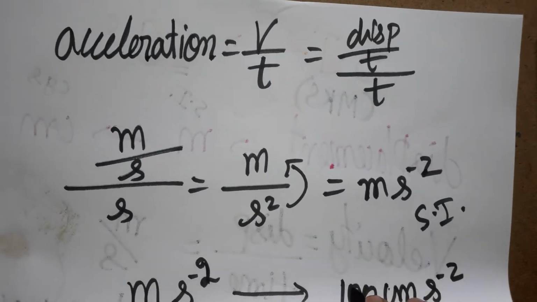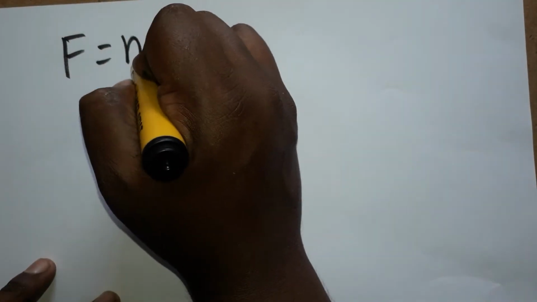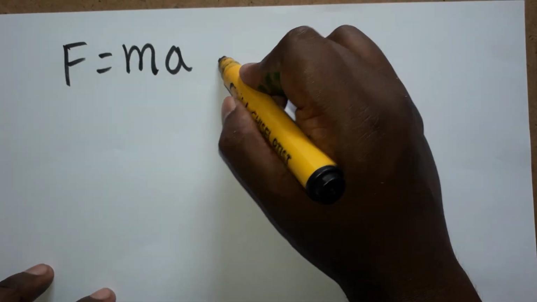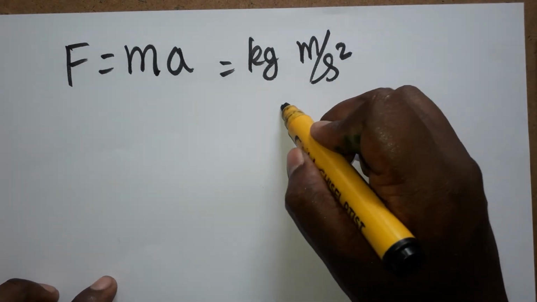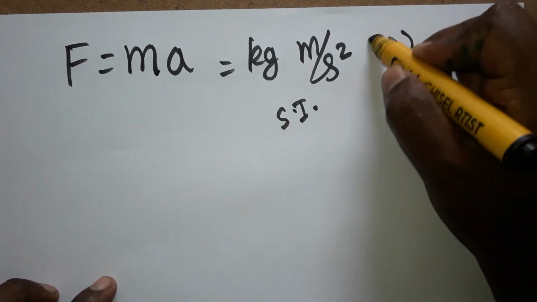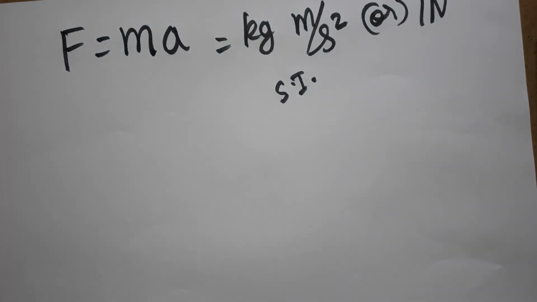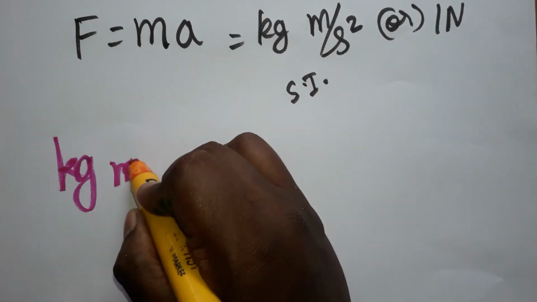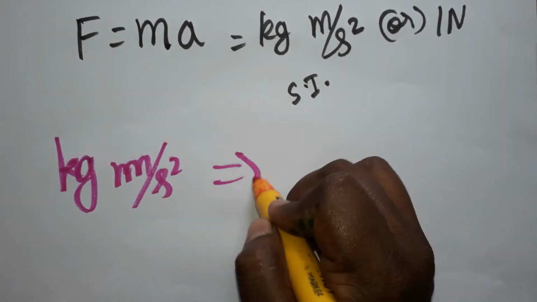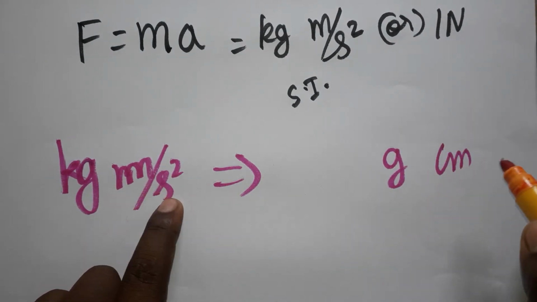Now the next thing is the force. Force is equal to mass into acceleration. The mass unit is kg, and the acceleration SI unit is meter by second square. This SI unit we can call the Newton. Now the same unit I am going to convert in the CGS system, centimeter gram second. So kg meter by second square: kg becomes gram, meter becomes centimeter, and second stays second only.